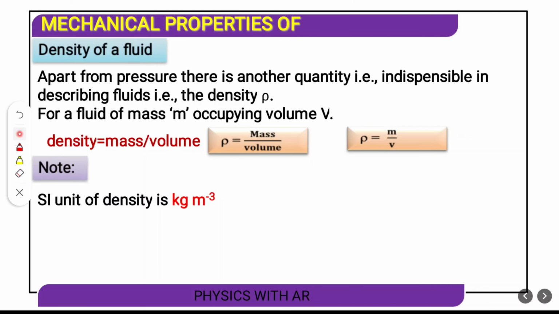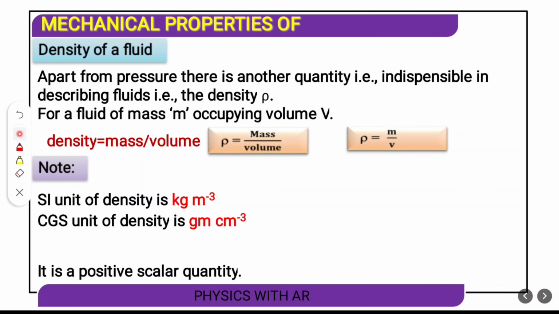The SI unit of density is kg per meter cube. For mass we use kilogram, and for volume we use meter cube, so we obtain kg per meter cube. In CGS units, mass is measured in grams and volume in centimeter cube, so the unit is gram per centimeter cube. It is a positive scalar quantity.